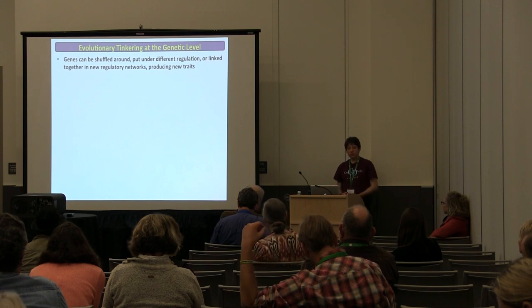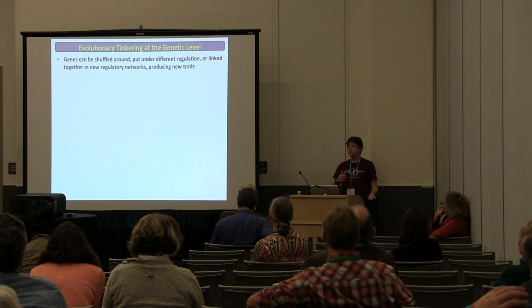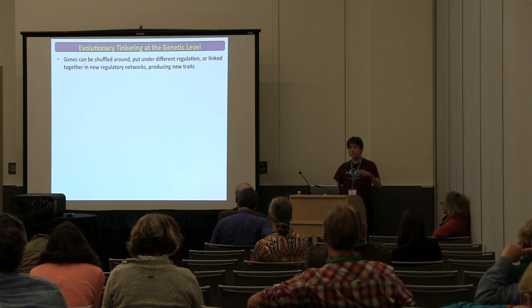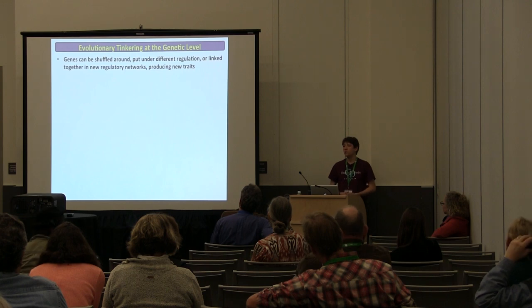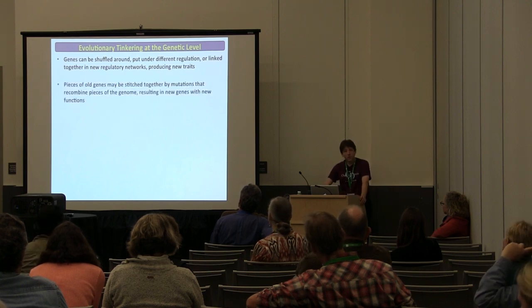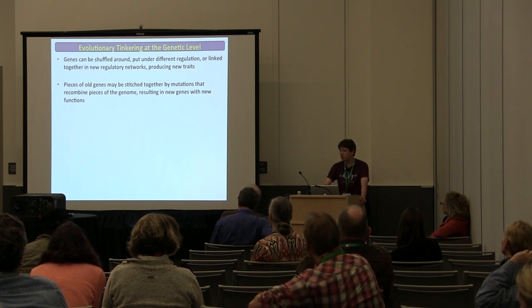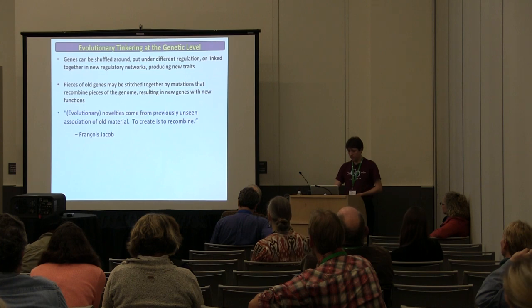And this also goes on at the genetic level. If genes can be shuffled around in the genome, put under different regulation, or linked together into new regulatory networks producing new traits. This has underlain a lot of the developmental changes that have been involved in the evolution of multicellular organisms like humans. Also, there's something called domain shuffling, where pieces of old genes can be stitched together by mutations that recombine pieces of the genome, resulting in new genes with fundamentally new functions.